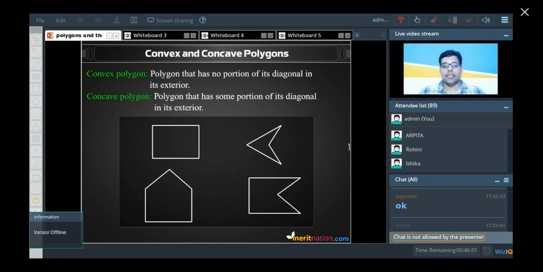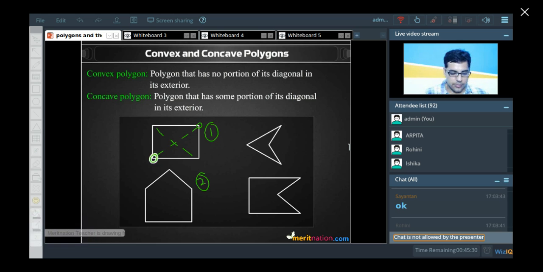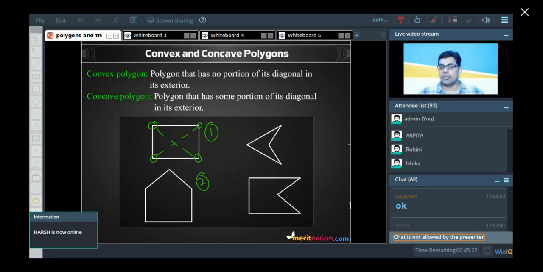Now the convex polygon is a polygon that has no portion of its diagonal in its exterior. That means if you talk about the polygon 1 and 2, in these two polygons, if you draw diagonals, one diagonal is coming like this. Second diagonal is between these two non-consecutive vertices. Now you see here, both the diagonals are in the interior, not at the exterior. That means the polygon that has no portion of its diagonal in its exterior is called a convex polygon.